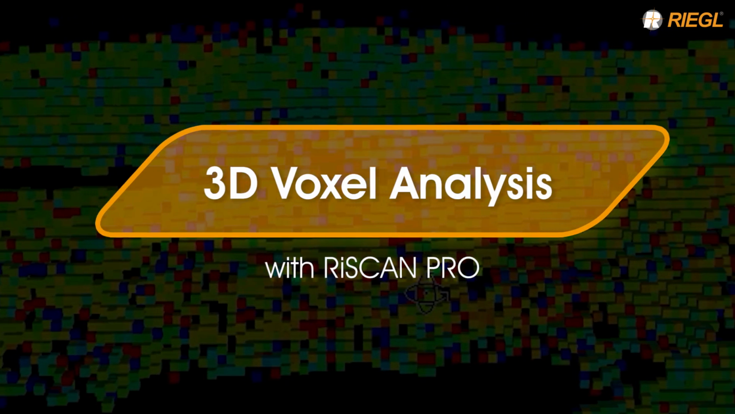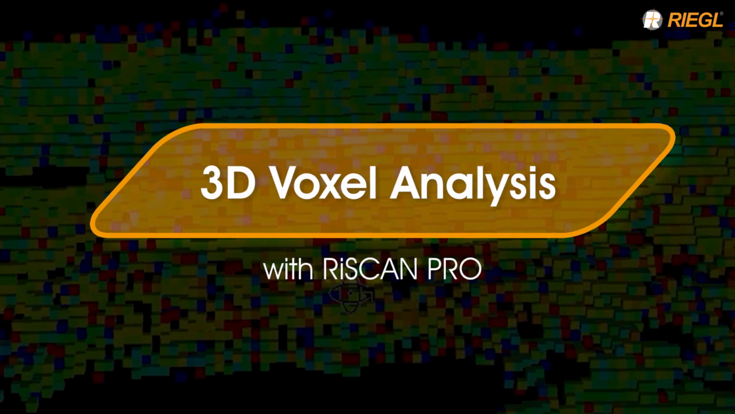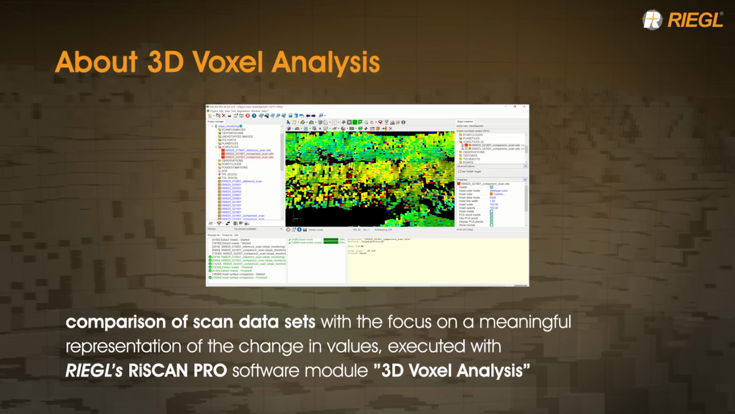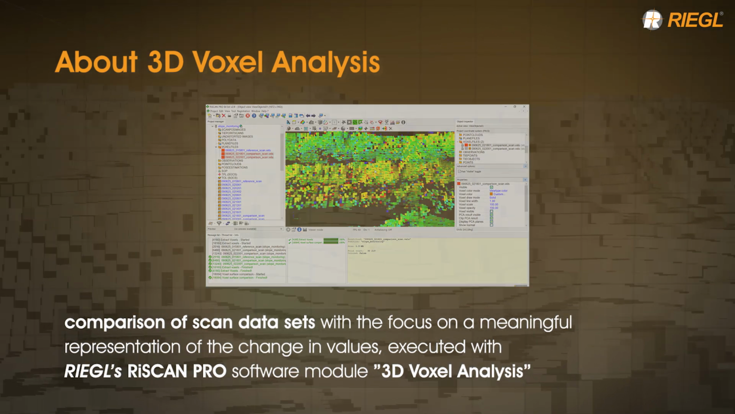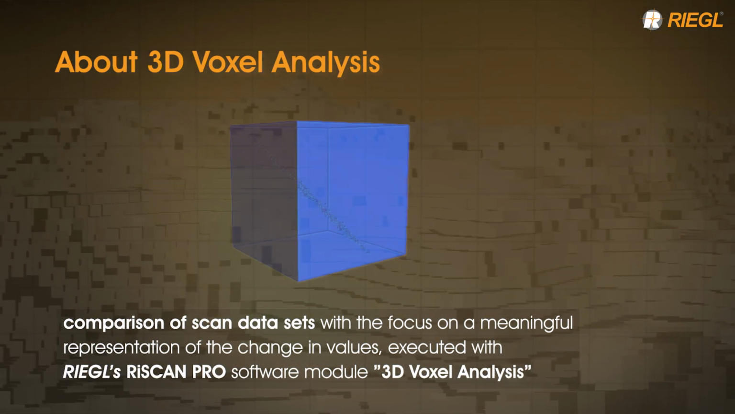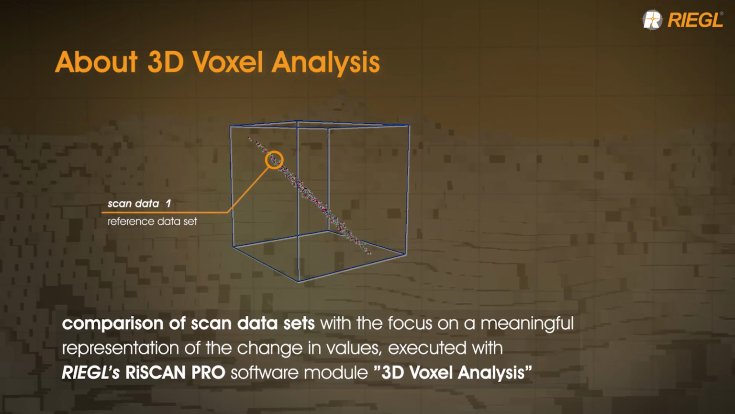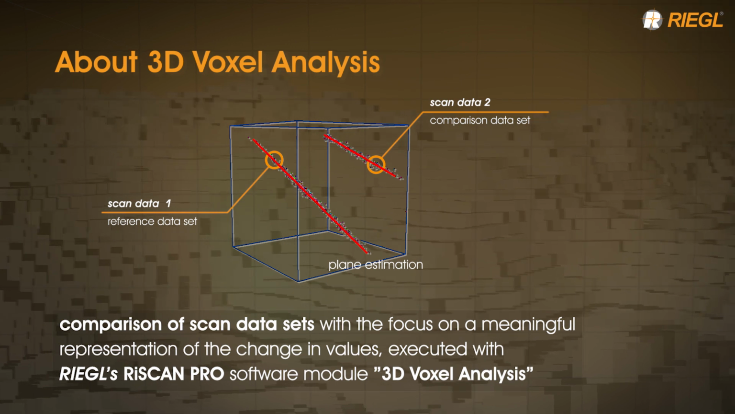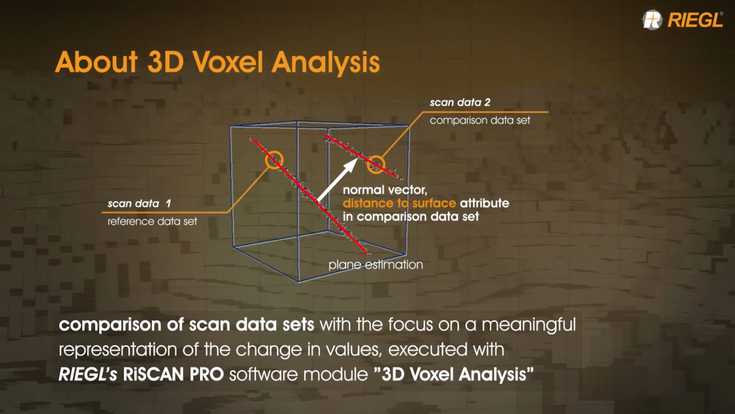We would like to introduce the 3D Voxel Analysis software module available with the RIEGL software package RiSCAN PRO. This module enables the comparison of a reference dataset with a comparison dataset and stores the results in a new point attribute called distance to surface.